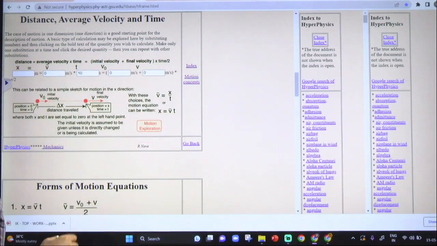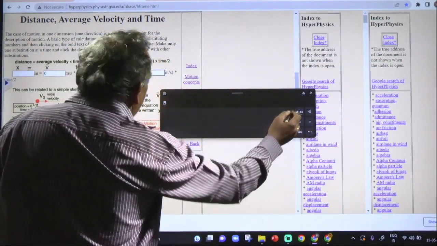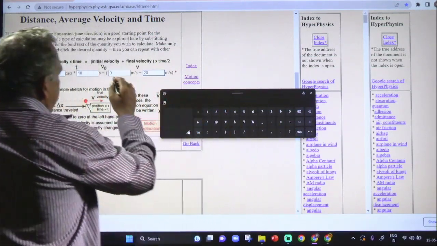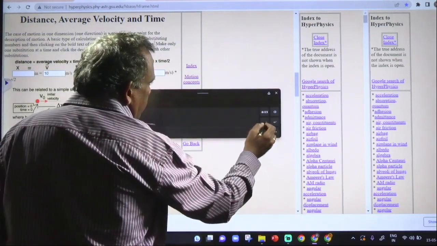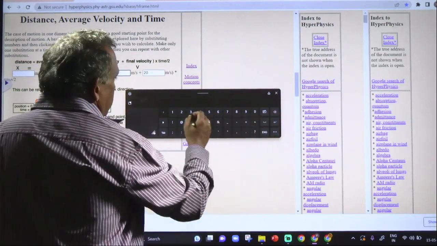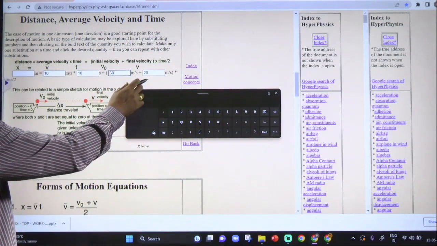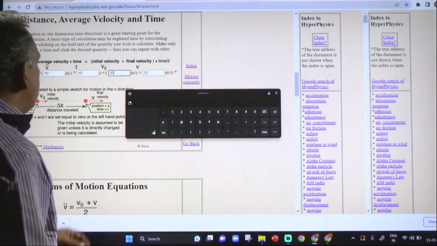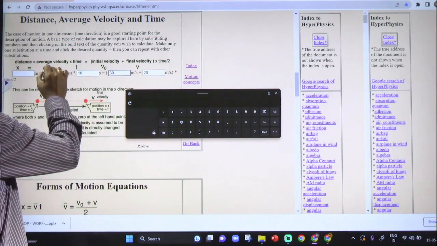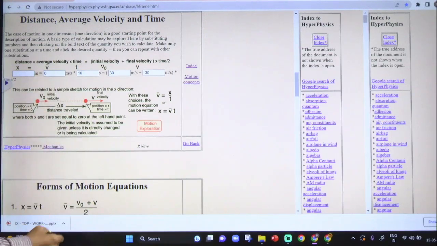Let us take another value here. Say 20 meters per second, and here 30, so 30 is initial and the other is final. The time is 10 seconds. So 30 plus 20 is 50, 50 upon 2. If you take 30 minus 30, the average velocity is 0.